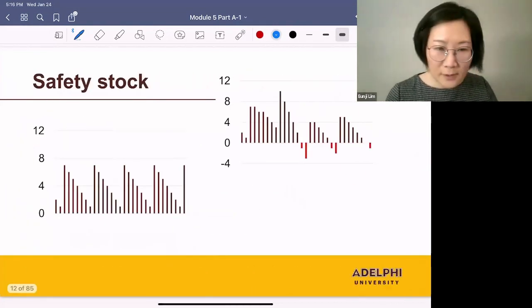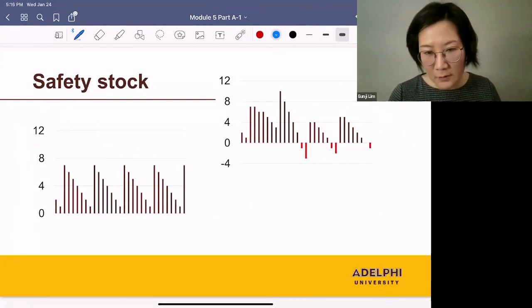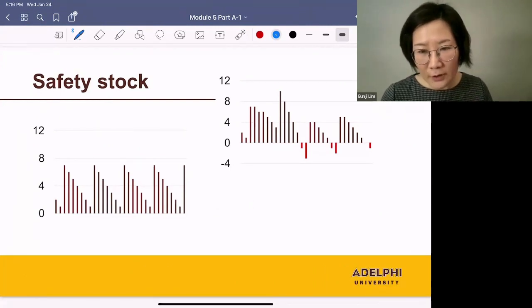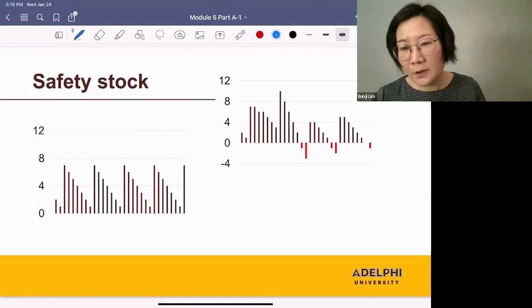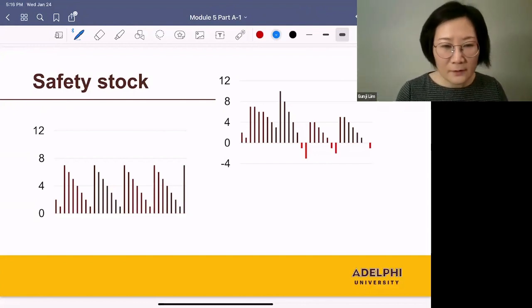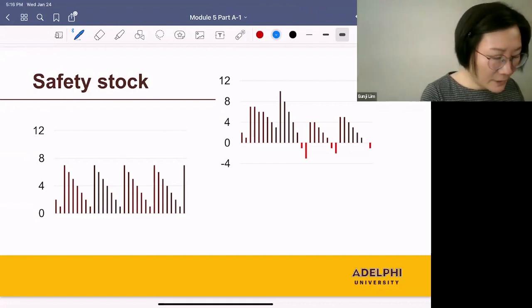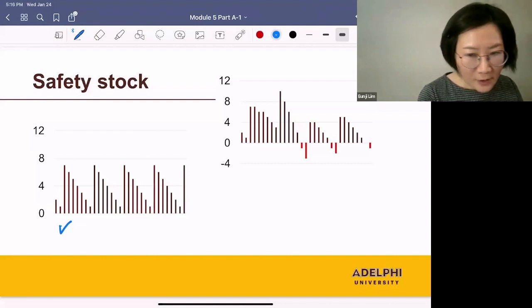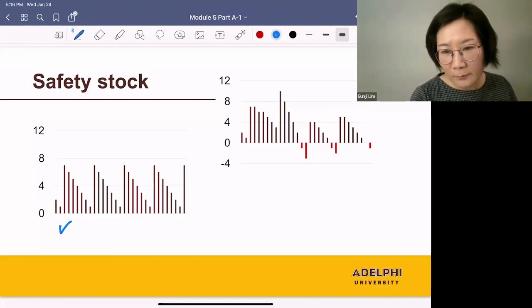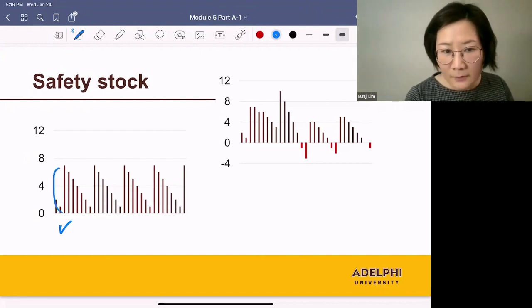So what happens if there are uncertain things that can happen in the future? We can experience shortages even if we order enough amount of inventory. So let's see why this is happening. On the left-hand side, demand is very stable. I drink exactly 1 gallon of milk every day. I buy 7 gallons of milk every Saturday, and there's no shortages of milk.